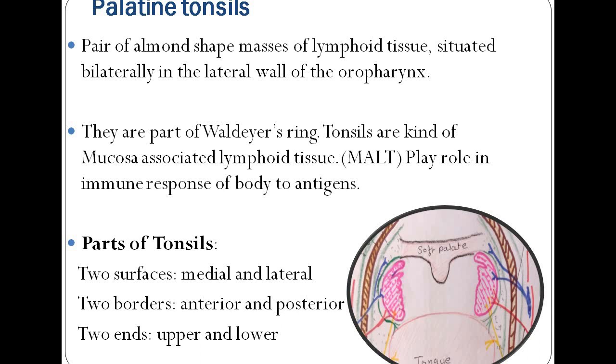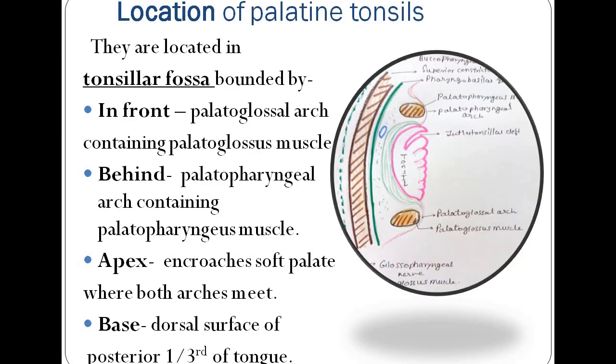As these tonsils are almond shaped, you can imagine it has two ends, two borders and two surfaces. Two ends, these are upper end and lower end. Two borders, these are anterior border and posterior border. Two surfaces, that is medial surface and lateral surface.